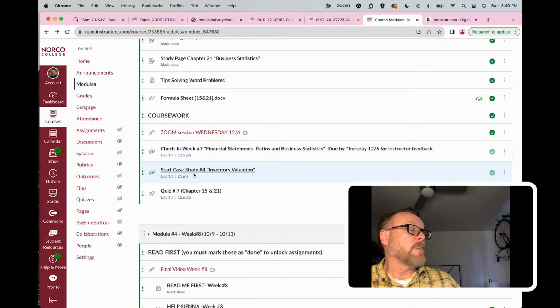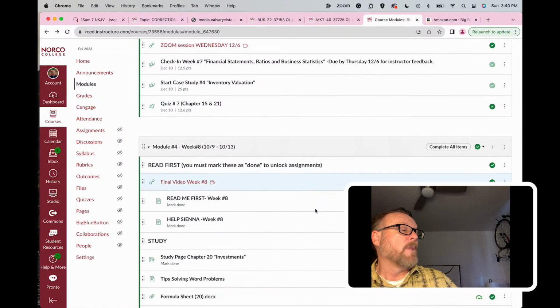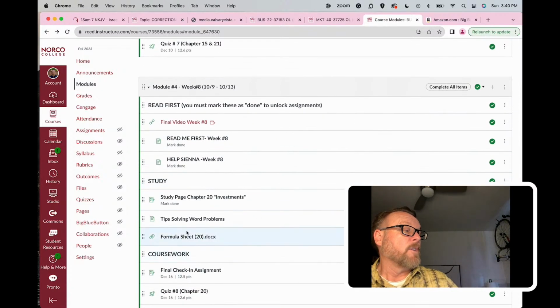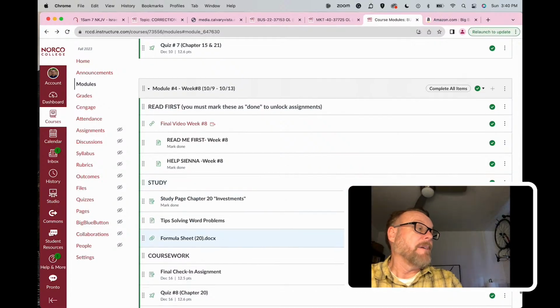So anyway, make sure you study the chapter, do the study pages, take the quiz, do the check-in assignment, and then you can start your case study. It should be pretty easy after this week, because it's basically an income statement, which you'll be learning about this week, and it's inventory, which you learned about last week. And then we'll head into our final week next week, which is not a full week. It ends on Saturday, but you do have only 1 chapter to cover next week, which is chapter 20. So anyway, that's it for this week.